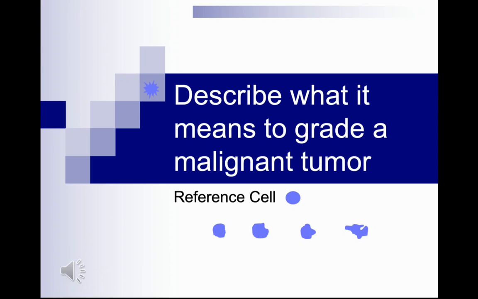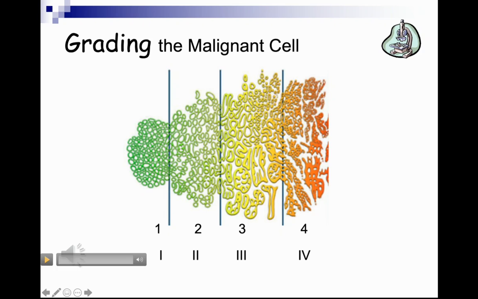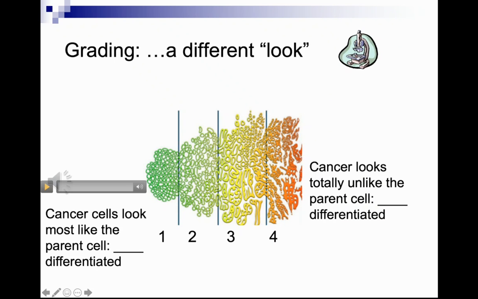When the look of the malignant cell is reported, it's called a grade. A grade is the look. How closely does the malignant cell resemble the cell it was supposed to be? A malignant cell that looks a lot like the cell it was supposed to be would be given the grade 1. The malignant cell that looks nothing like the cell it was supposed to be would be given the grade 4. So you're grading the look.